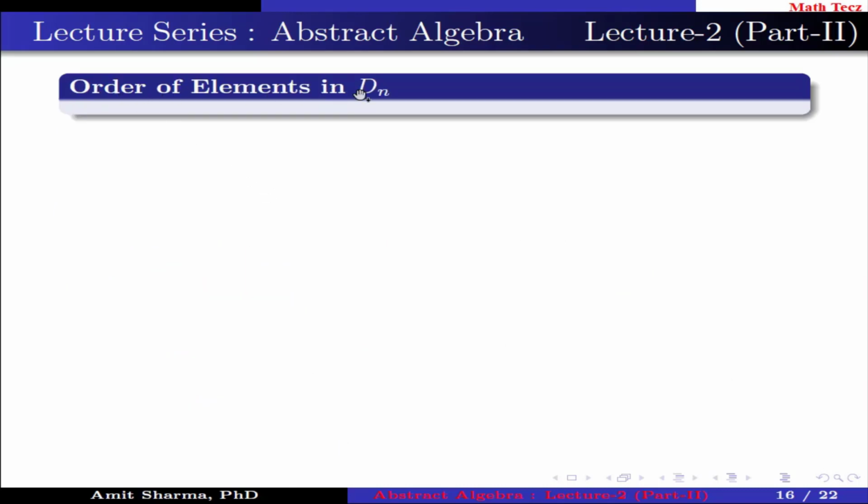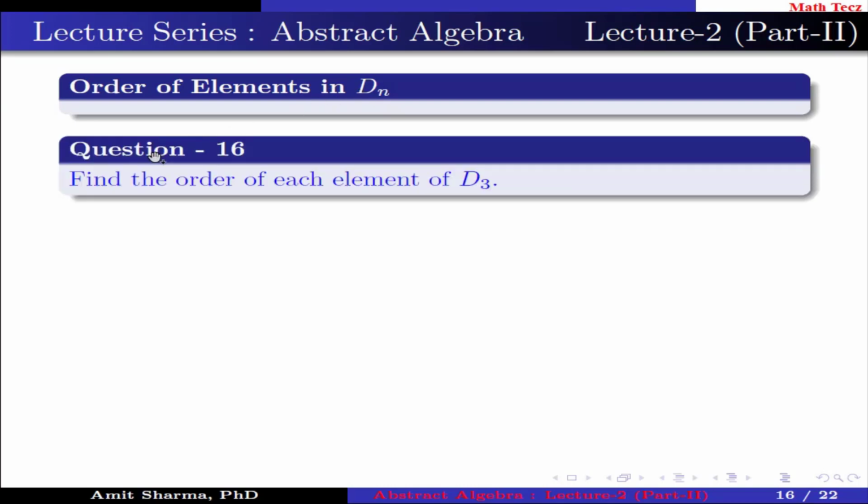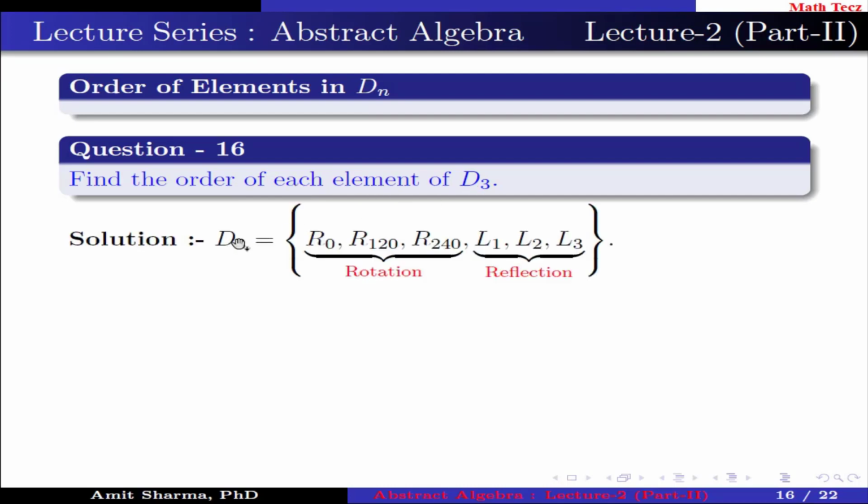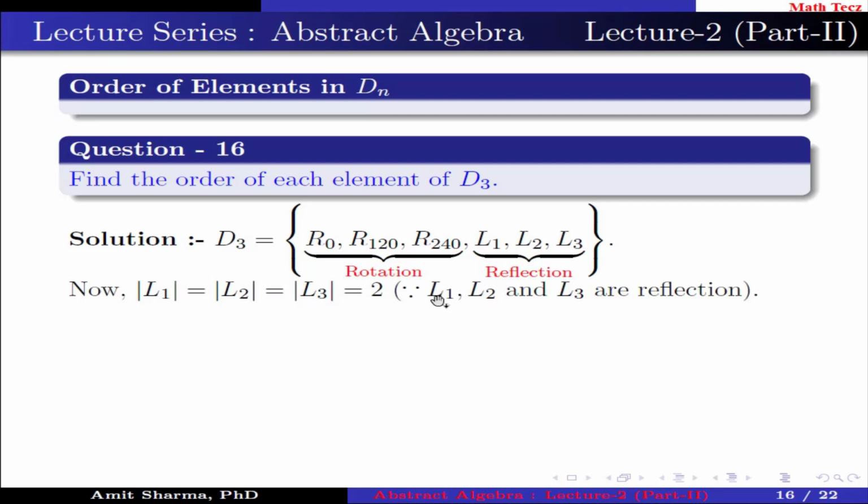Order of elements in Dn. Question number 16. Find the order of each element of D3. We know that D3 contains the elements R0, R120, R240, which are known as rotations, and L1, L2, L3, which are known as reflections. Now the order of L1 equals the order of L2 equals the order of L3, which is equal to 2, because L1, L2 and L3 are reflections, and in the Dn group each reflection has order 2.